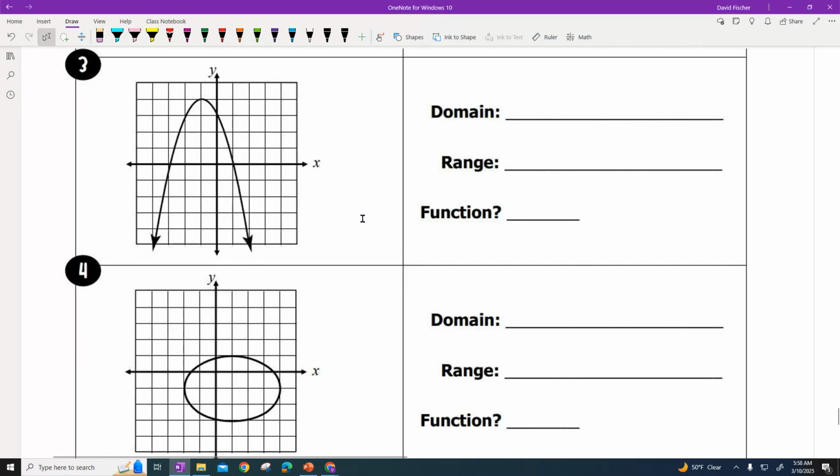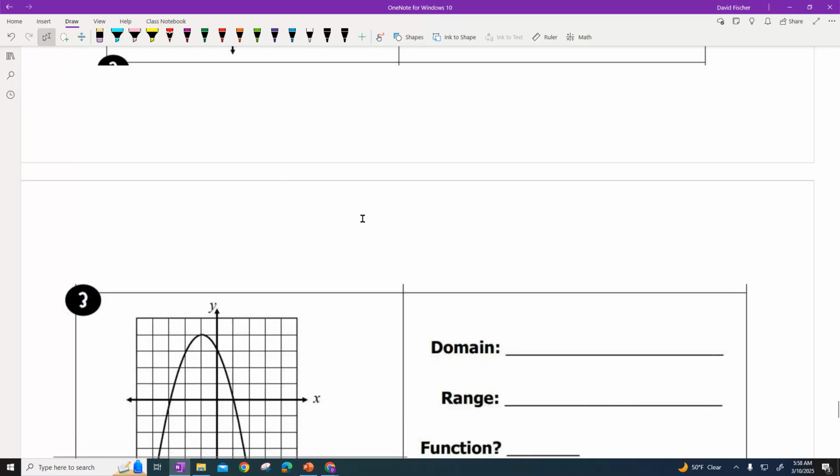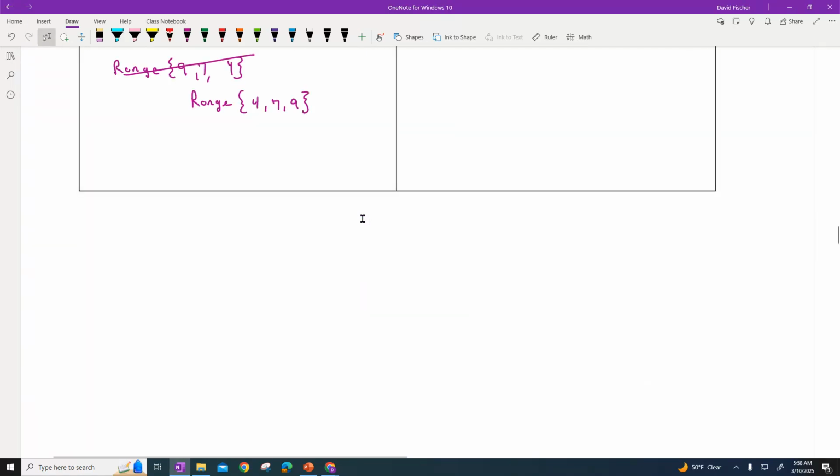And we're back to functions and domains and ranges, and whether it's a function. So this will go really, really quick. You'll probably finish it in class today.